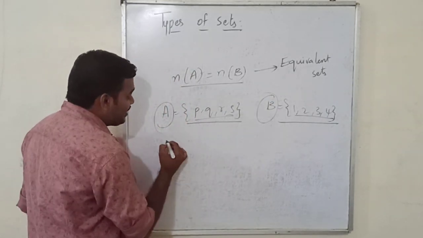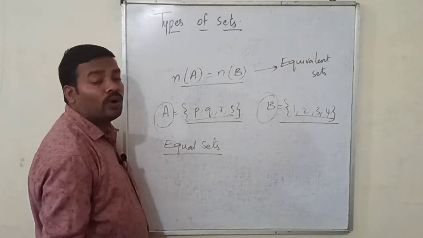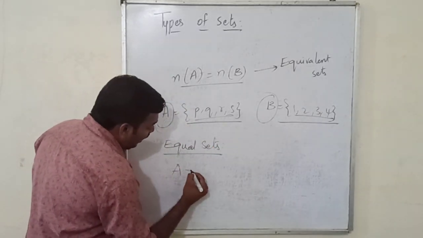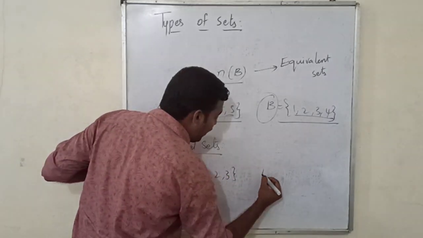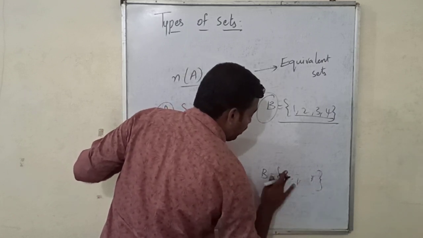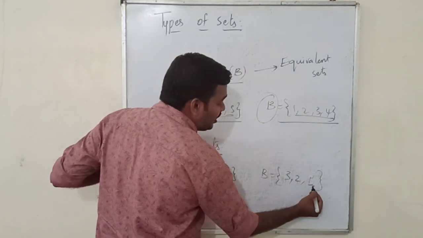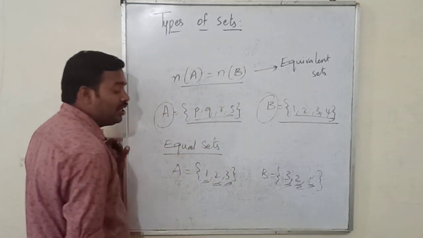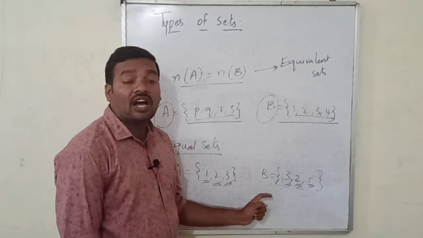And in the second case, that is equal sets, when do we say two sets are equal? If every element of A is present in B and n(A) = n(B), then they are equal. Here 1 is present in A and in B, 2 is present in A and in B, 3 is present in A and in B. Then you can say A = B. That means A and B are equal sets.